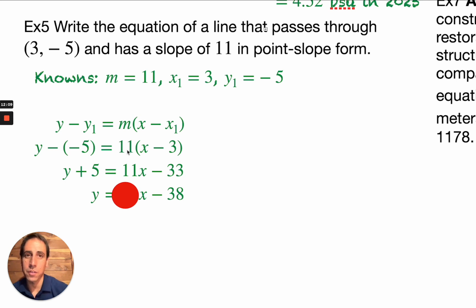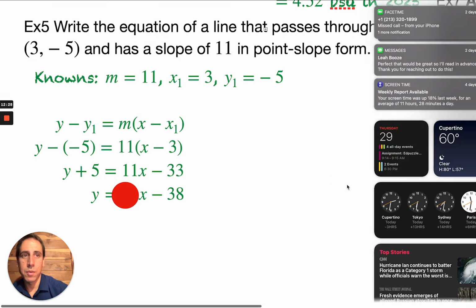I want to take it a step further and show you what it would look like to put it in slope intercept form. And you keep on going. You can change this minus and negatives to just plus, distribute the 11, and then you can get y all by itself by undoing this plus 5. So subtract 5 from both sides. And I want you to figure out what would go here. All right. Let's keep moving along.